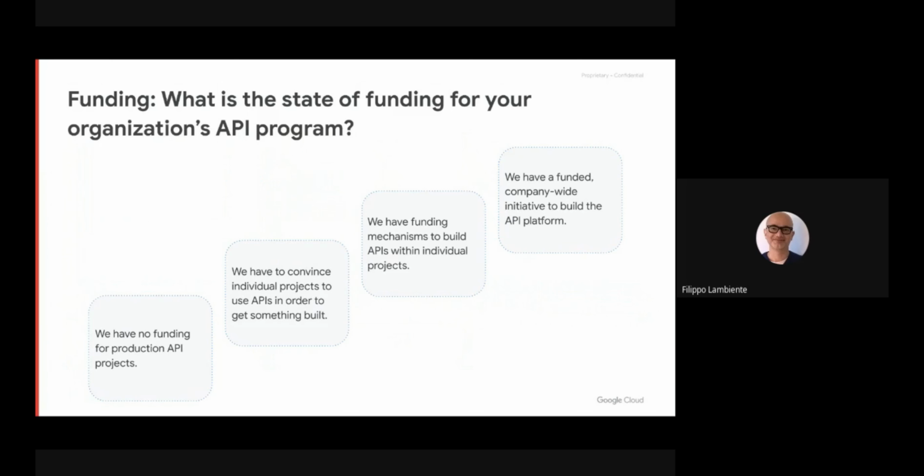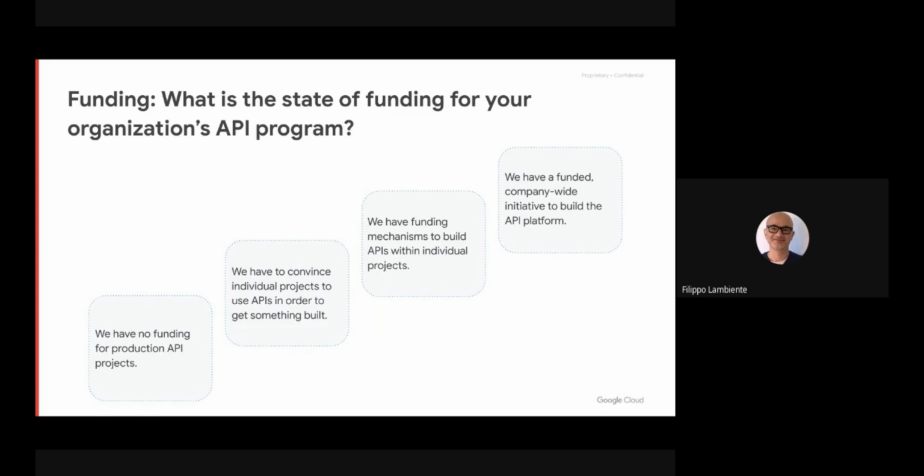And I would be interested to know if, for example, there is no particular funding for this API project, or maybe you need to convince individual projects to use API in order to have some traction inside the organization, to have a much larger, wider adoption of this API initiative in your organization.